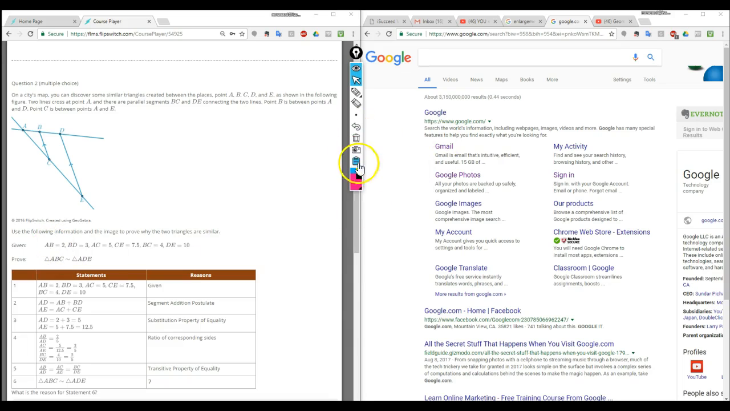Use the following information and the image to prove why the two triangles are similar. So we are given that the length of AB is 2. So this length right here is 2. The length of BD is 3. The length from A to C is 5. The length from C to E is 7.5. The length of BC is 4. And the length of DE right here is 10.